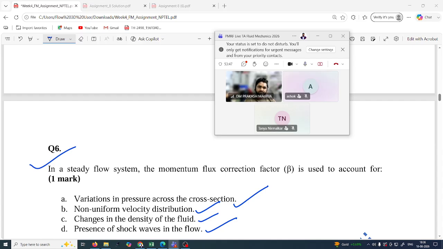Okay, so Tanya is telling B option is correct. Okay. Means non-uniform velocity distribution you are talking. The momentum flux correction factor. Okay. Other participants, please just try to write your answer in the chat box. I'll give you 1 minute more. So just think very carefully about the question and read the options also very carefully.